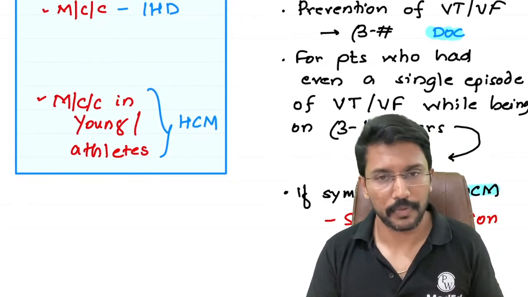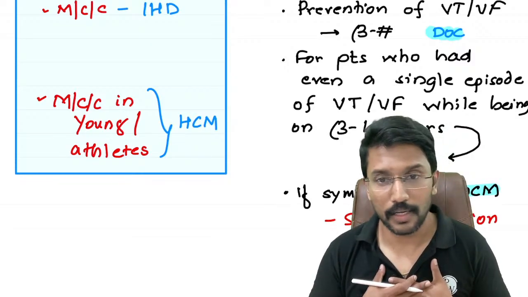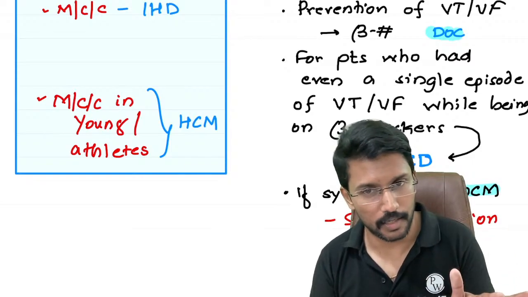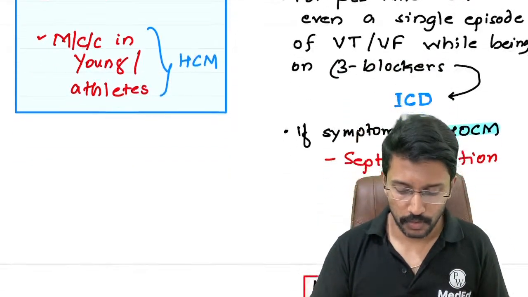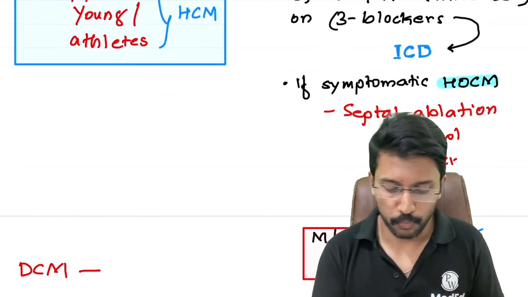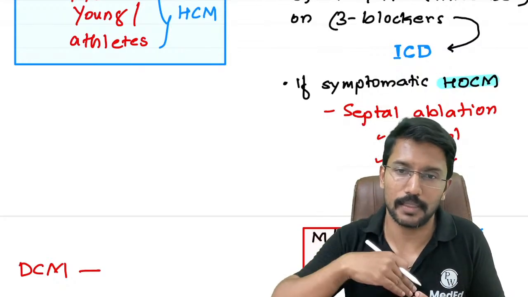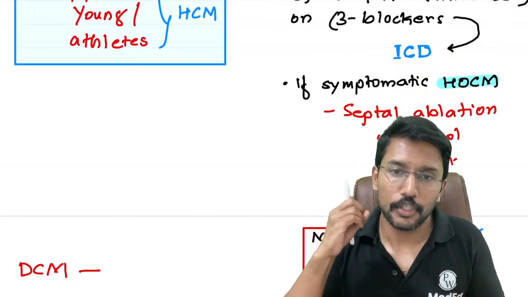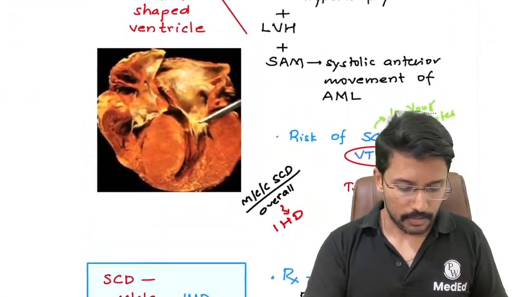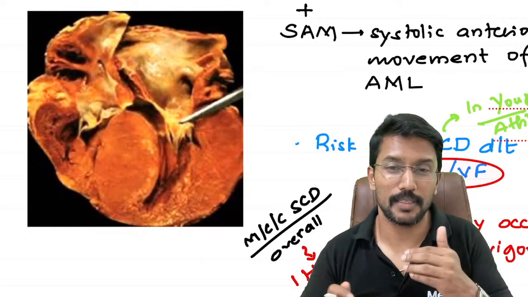Okay, VT or VF. But if I start beta blockers and the patient still goes on to experience a VT/VF, then I cannot rely on the beta blockers, right? The patient may develop one VT or VF and then may not recover from it. So in such cases, if the patient develops even a single episode of VT or VF while being on beta blockers, we should put them on an implantable cardioverter defibrillator, so that if they develop a VT or VF, the implantable cardioverter defibrillator will shock instantaneously. Clear?